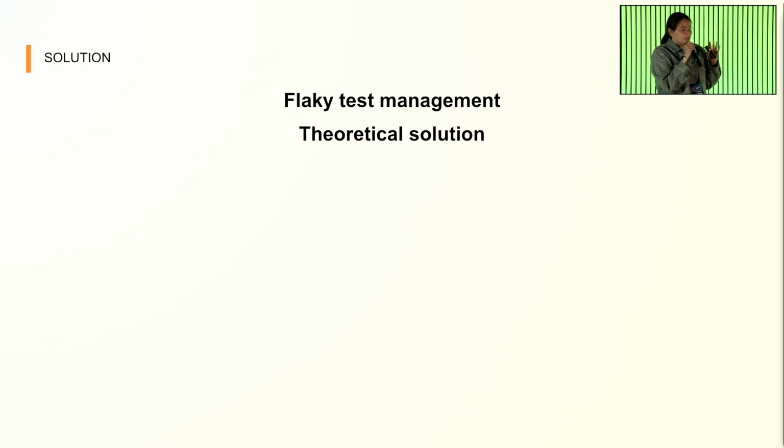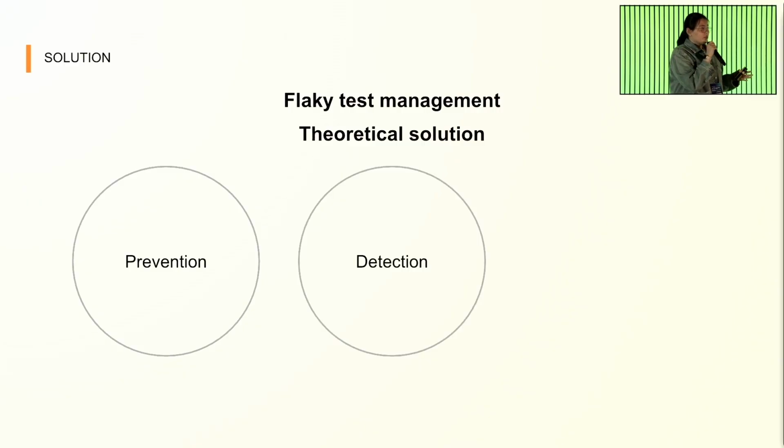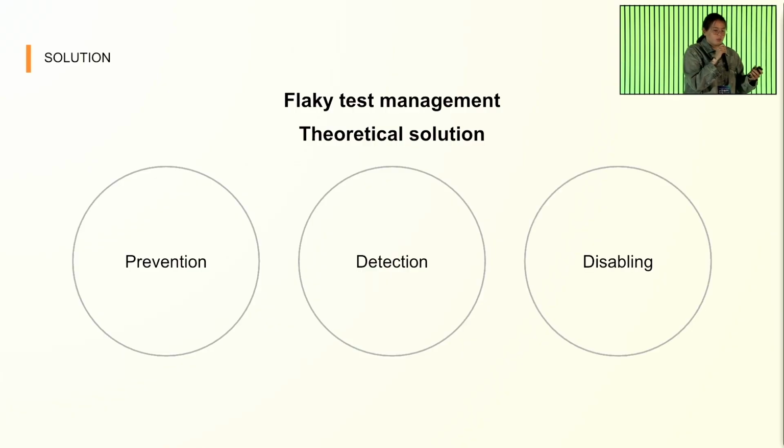So this is kind of research on how flaky tests appear in the industry, but let's talk about the solution. This is the theoretical solution. When we talk about the management part, I assume that we need to prevent flaky tests from intruding into our repository. We need to detect flaky tests if they're already inside the main branch, and we need to disable them, right? This is what comes to my mind when we talk about management.